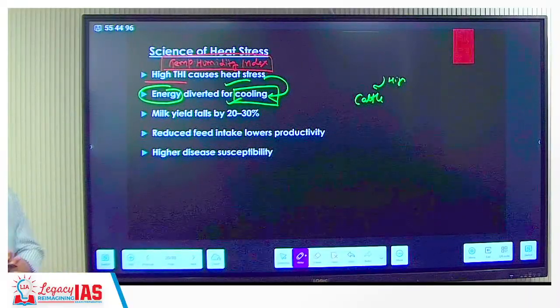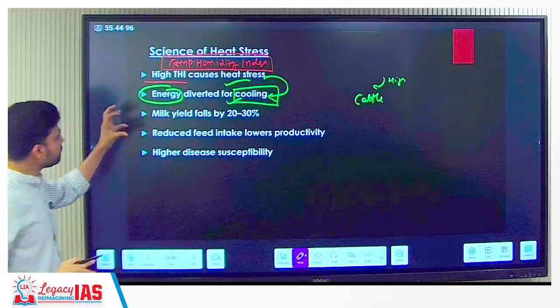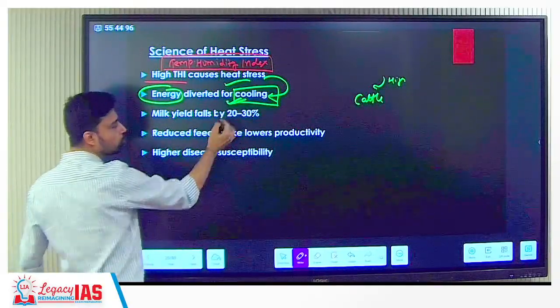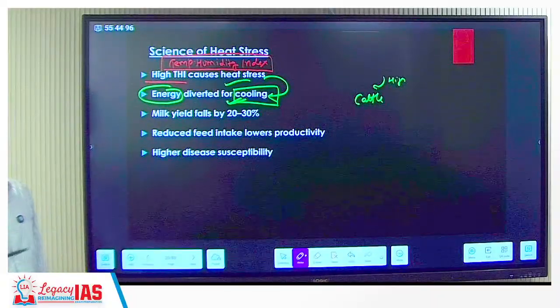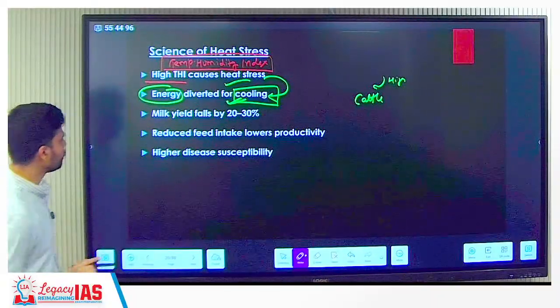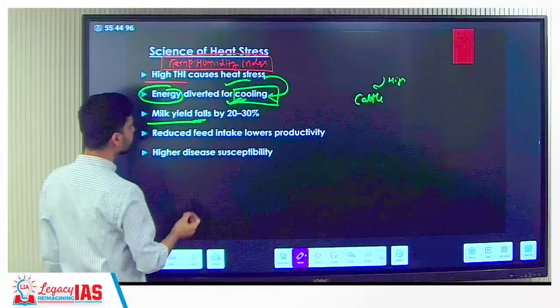So the body has a limited store of energy. The majority of this energy is now being diverted for cooling. That means less energy is available for lactation and milk production. So that is one reason. That's why milk yield will fall by 20-30%.